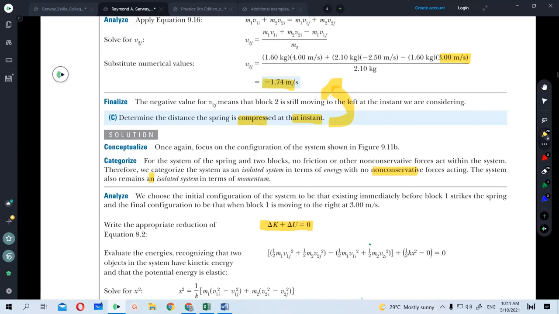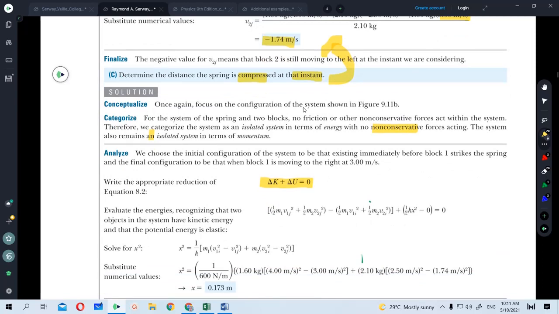Write down the expression: final energy minus initial energy, or change of K plus change of U, equivalent to 0. Substitute accordingly the V values that you have calculated earlier, which are negative 1.74 and 3, together with the unknown compression x at that instant, and then you will arrive at this answer. Again, give it a try.